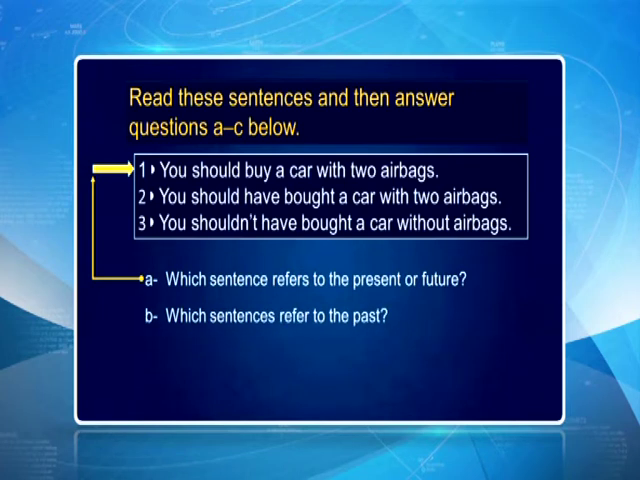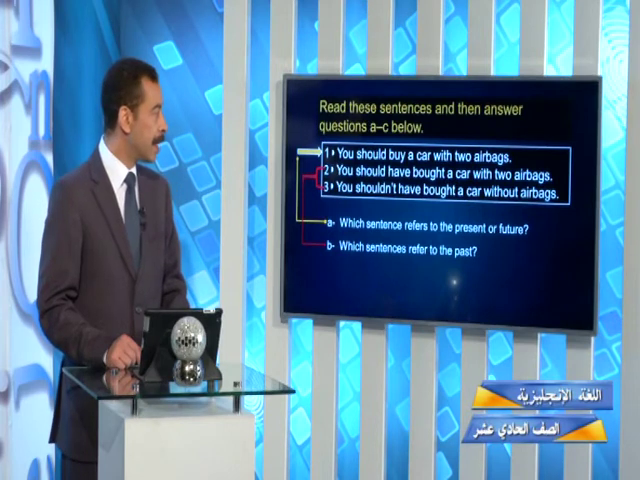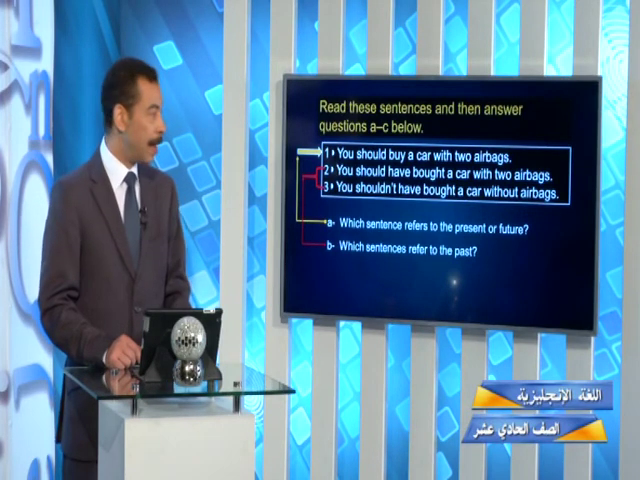Next question says, which sentences refer to the past? Excellent. So clearly the two last ones, number 2 and 3, refer to a past situation. You should have bought a car with 2 airbags, or you shouldn't have bought a car without airbags.